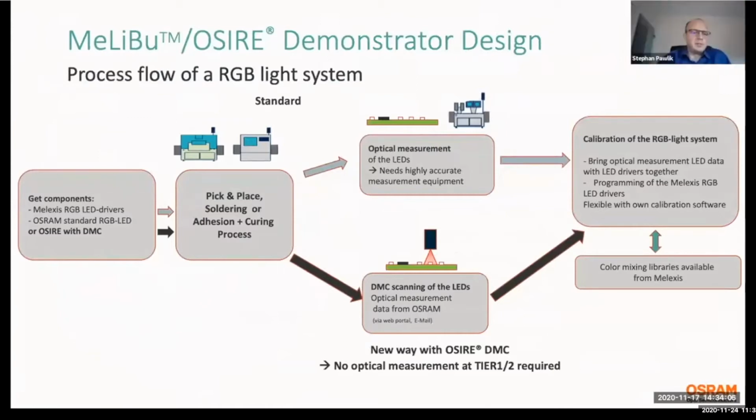So far, the products have been described. But how does this approach look in a manufacturing process? When all components like LEDs and controllers are ready for production, the first step is the pick and place process. In the usual process, the next step is measuring the LEDs. But if you use OSIRE E3323, you just have to scan the DMC code to get the measurement data.